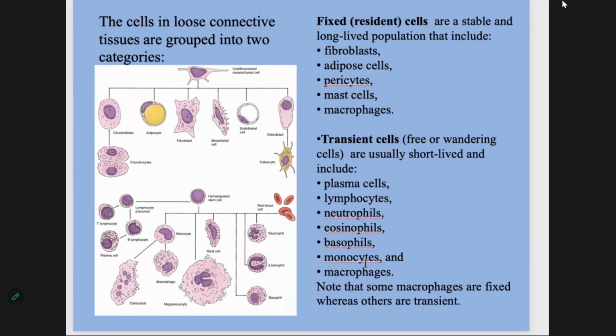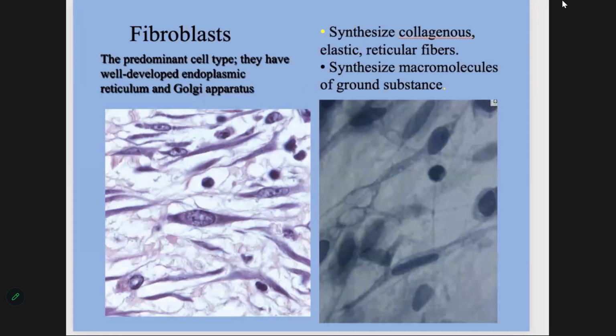Monocytes migrating from the blood to the connective tissues transform into the macrophages, and macrophages perform their functions as cells of immune system. Some macrophages inside the loose fibrous tissue are fixed, but others are transient. So there are many types of cells we can meet, and now we'll start to speak about each type of cells.